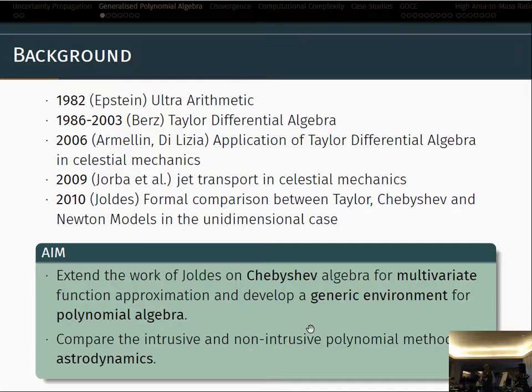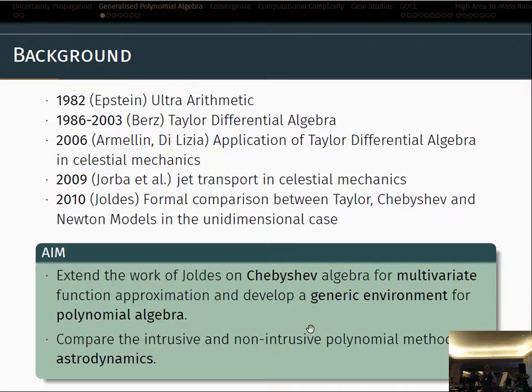Now, more recently, Armelin and Ilizia basically found many applications of this in celestial mechanics or in orbital dynamics, and did a lot of work on developing filters or propagators, so a lot of very interesting stuff. I believe more or less in parallel in Barcelona, Angel developed the jet propagation or jet transport technique, which is, again, a Taylor type of expansion, because you are expanding with respect to a particular point.